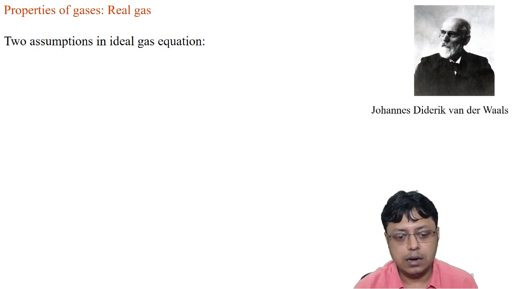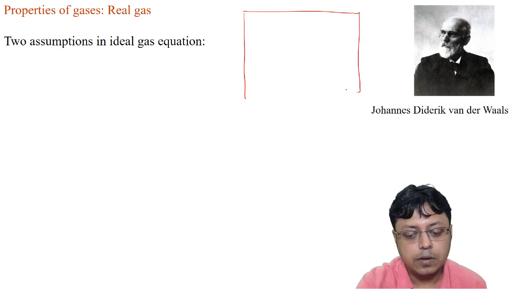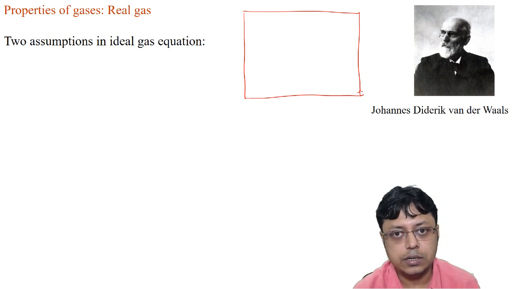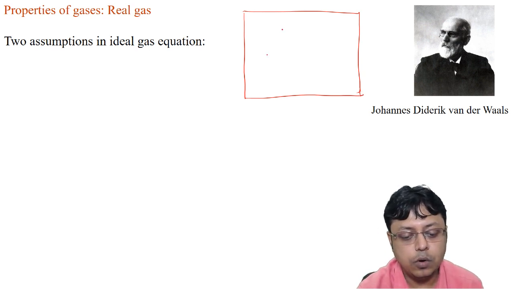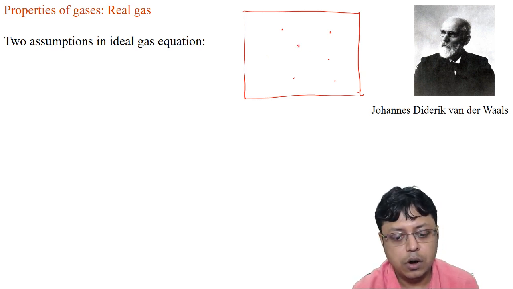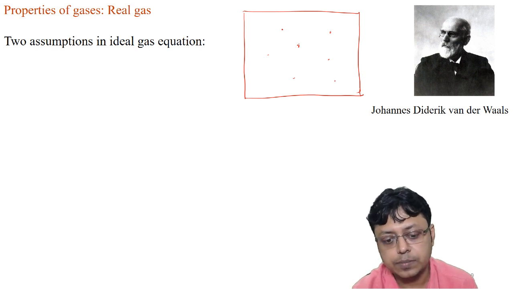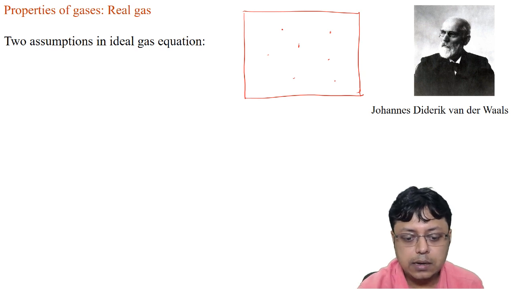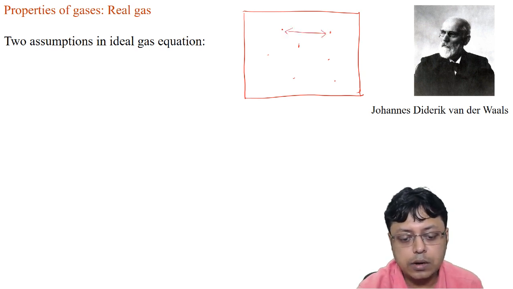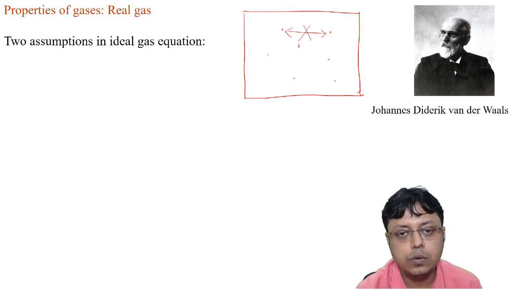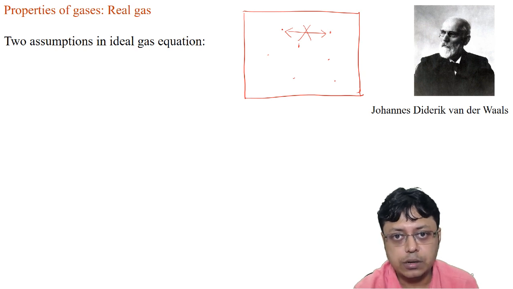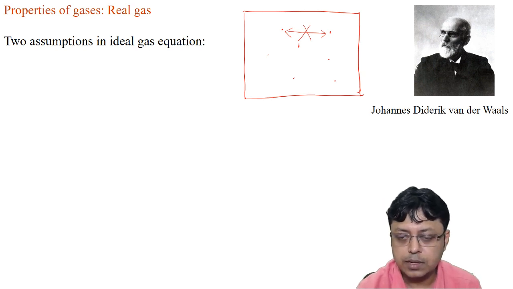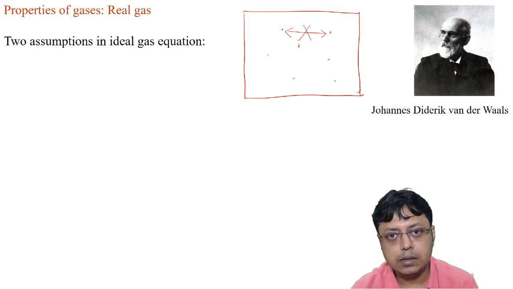These two assumptions are, for example, consider a container. The ideal gas law will be obeyed if the size of the molecules are vanishingly small or the molecules are point-like objects. So there is no finite size for the molecules. Secondly, any intermolecular interactions between molecules were ignored. Now van der Waals made a correction to both these assumptions. Let us see what is the treatment that van der Waals made.